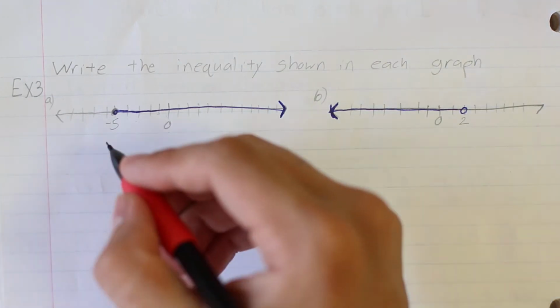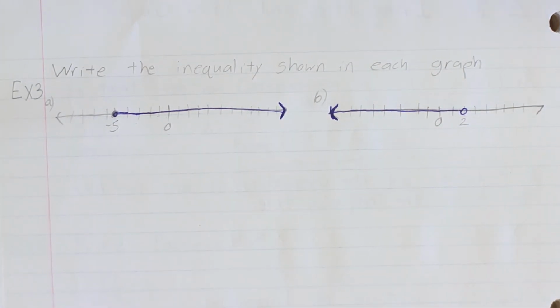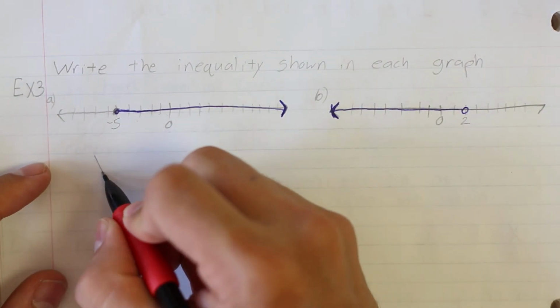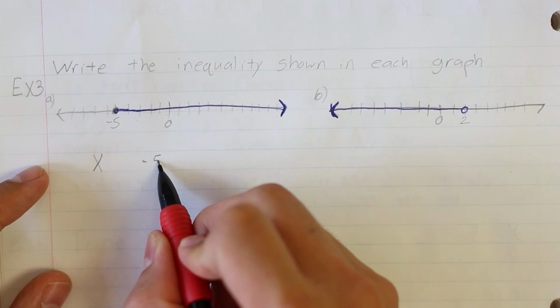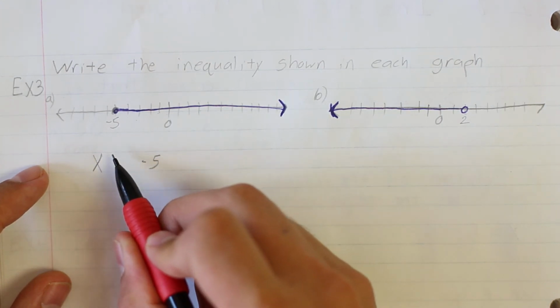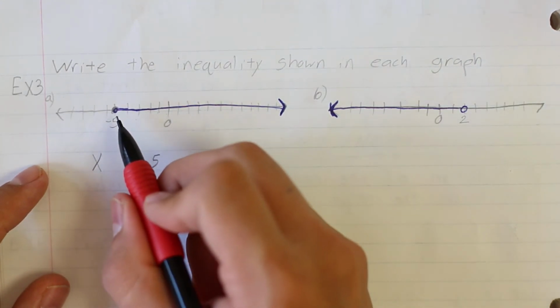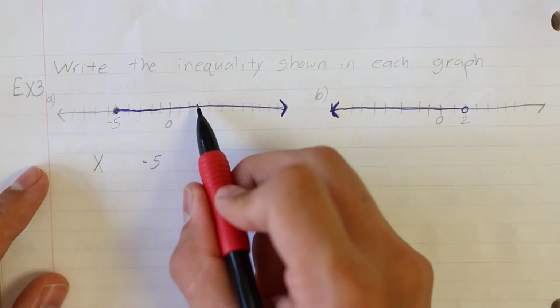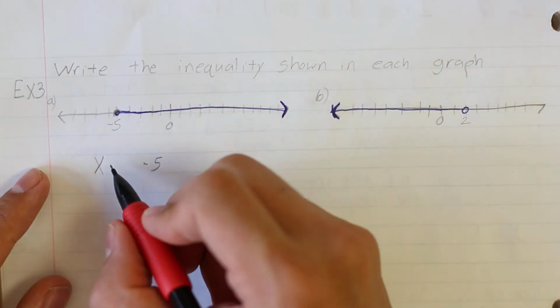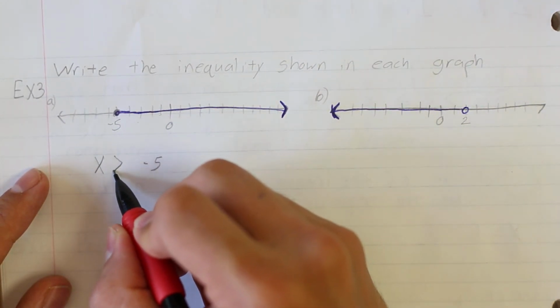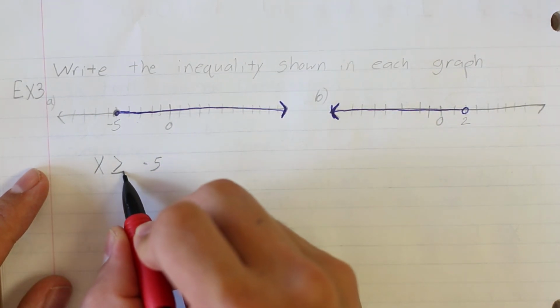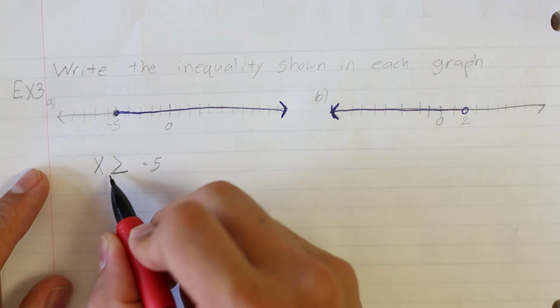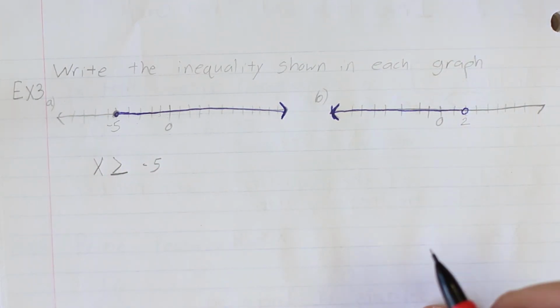So when you're told to write an inequality, you can choose any variable you want. I stick with x personally. So I have x, and I know I have a -5. Now the question is, what symbol goes between the two? Well, if I look here, it looks like I'm going up into the positives, so that means greater than. So x is greater than. I have a filled in circle, so that means it can equal it. So I put the or equal to, so greater than or equal to.